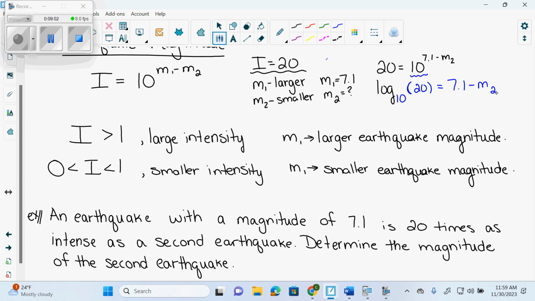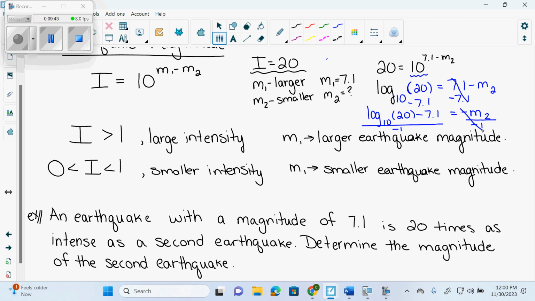The base of your exponent becomes the base of your log. What's with it doesn't stay with it, right? So currently, 7.1 minus M2 is with it. So I'm going to have log base 10 of 20, and it's going to always equal my exponent. And then how do I get it by itself? I'm going to subtract 7.1. So now I have log base 10 of 20 minus 7.1 equals negative M2. How do I get rid of the negative? Divide by negative 1. So get your answer and divide by negative 1.